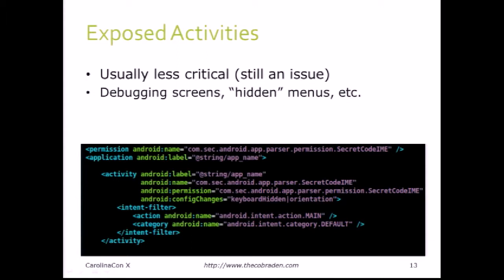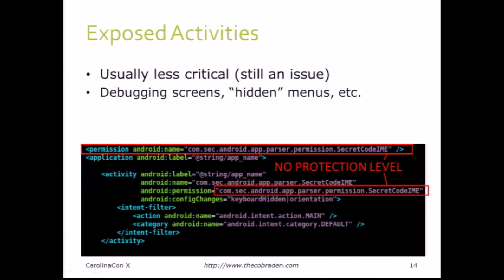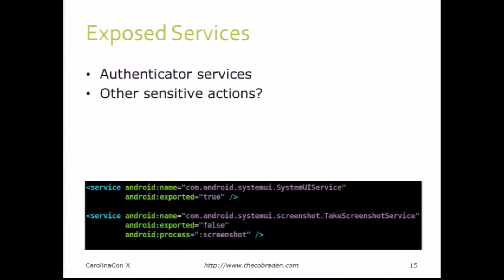So I have an example here. You can see there's a permission defined here called secret code IME, and then we see an activity with that permission applied to it. So it looks like they're doing things right here. But as I mentioned before, there's no protection level here, so it's assumed to be a normal permission. So this permission is doing nothing. It's just saying, hey, this permission is required, but anyone can use this. And secret code IME is a special dialer that has additional privileges on a particular device. So not good.